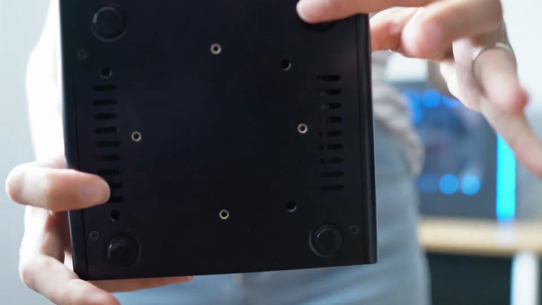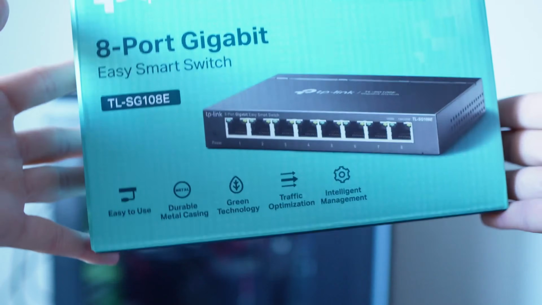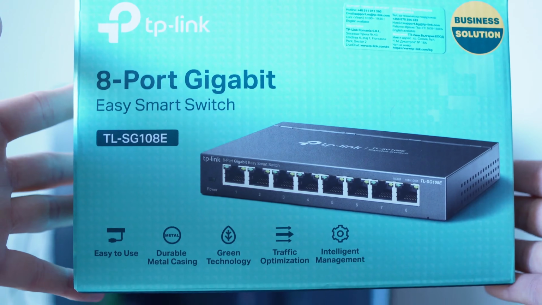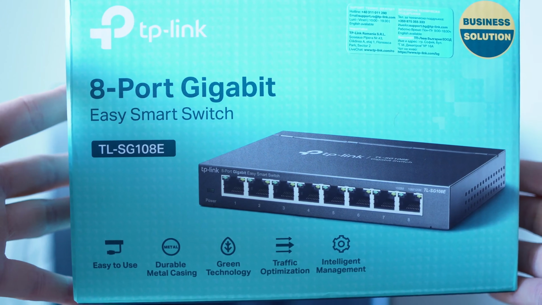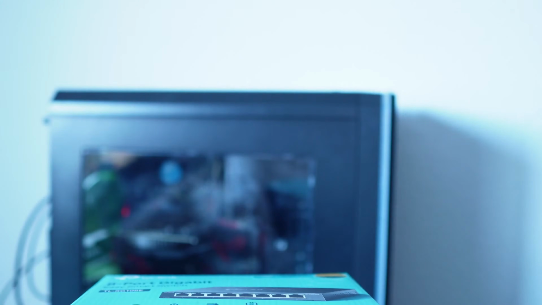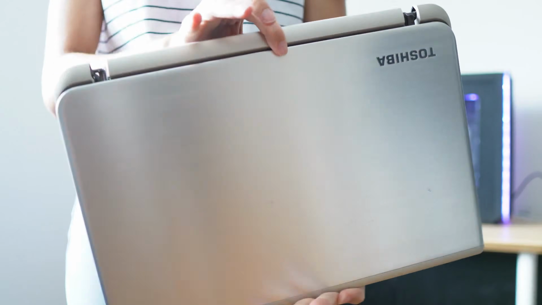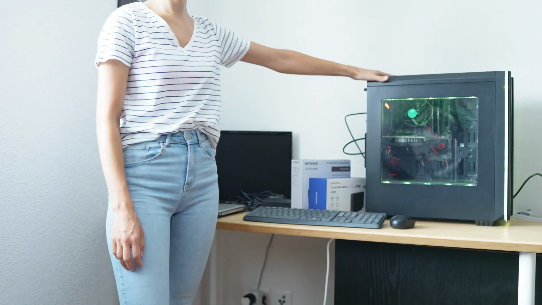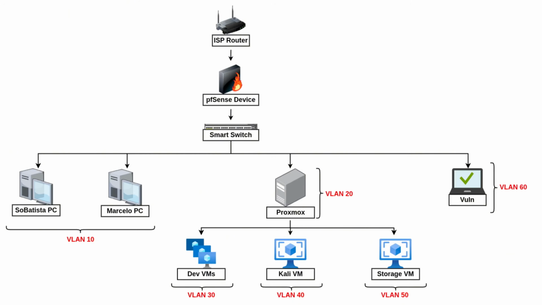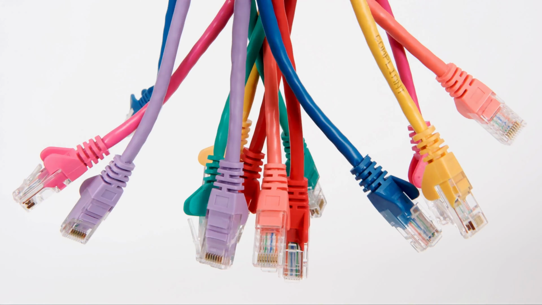protects the whole setup. I will also use a smart switch, and this is what actually separates the networks physically. So a smart switch lets you assign ports to specific VLANs and carry multiple VLANs on a trunk port. I will be using one old laptop and one old desktop, so one will be used for Proxmox and the other for the vulnerable machines. So I'm using a whole computer for the vulnerable machines because it's safer than having those on Proxmox together with our other VMs. I will be using also Ethernet cables.